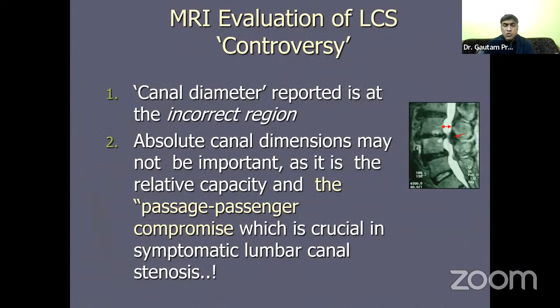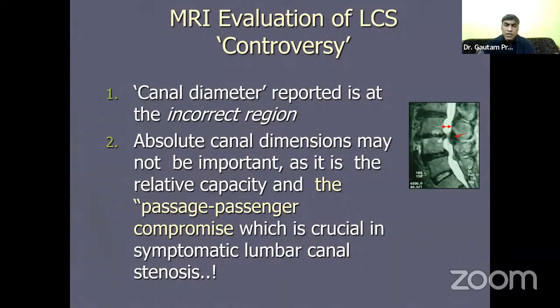Now, many times most orthopedic surgeons want to know from the MRI what the canal diameter is. This canal diameter is typically taken at the bony level most of the time, and what we are interested in is the disc level. So this diameter that is reported is most times not accurate, and what might be 12 millimeters and inadequate for somebody can be adequate for another person.